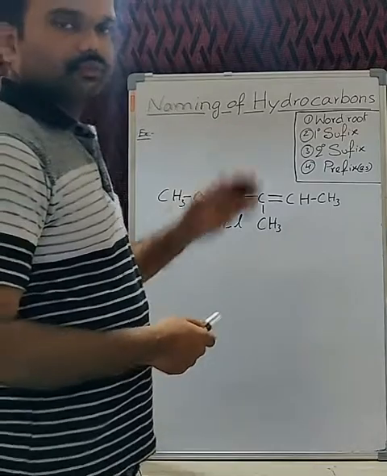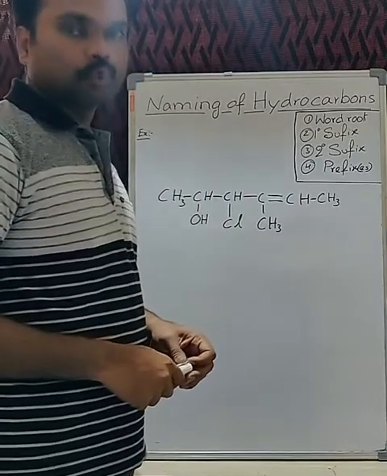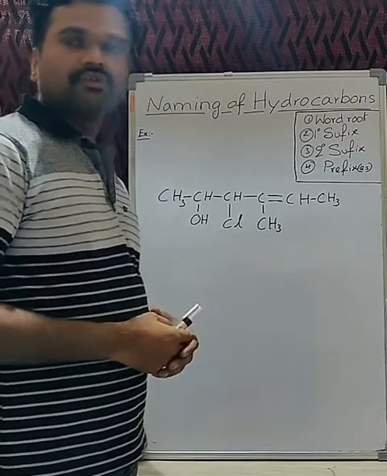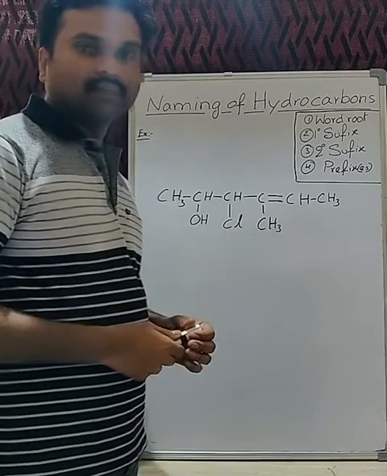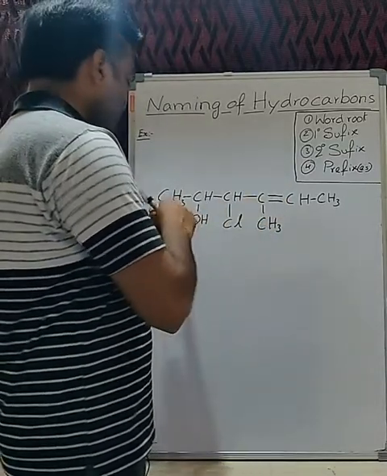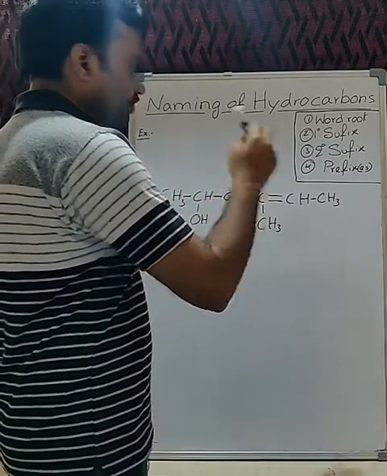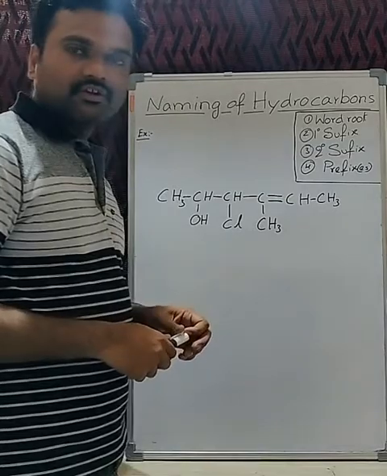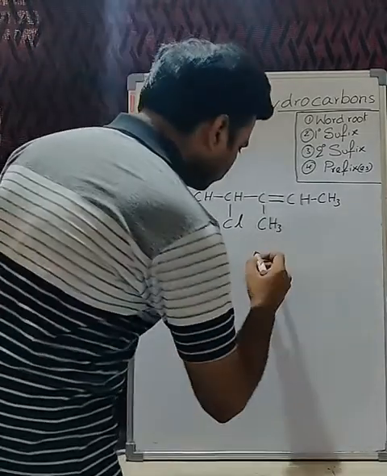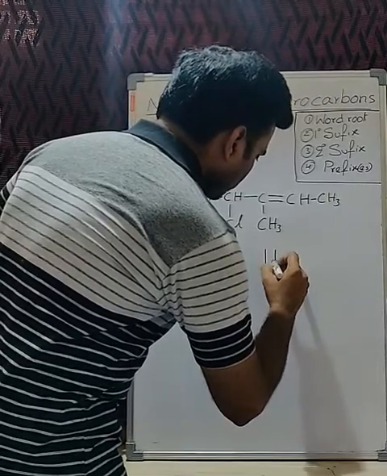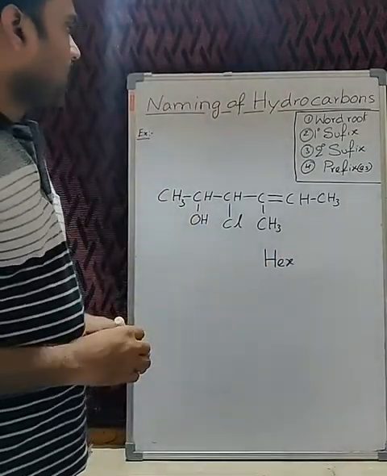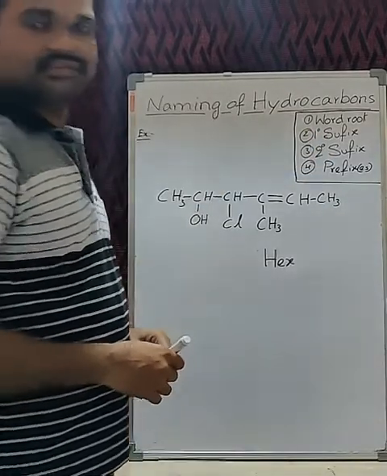Out of this, the first one is a word root or root word that represents the number of carbon atoms existing in the main chain of that organic compound. Let us see, the main chain of the organic compound contains 1, 2, 3, 4, 5, 6 carbon atoms. So the main chain contains 6 carbon atoms. Then the root word will be, as we know, hex.